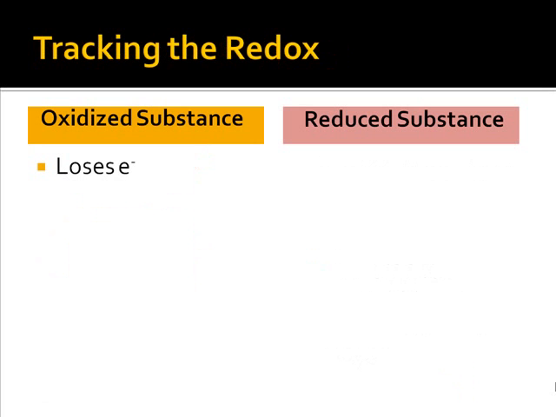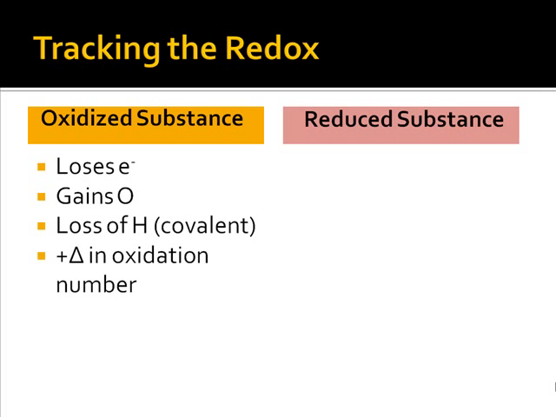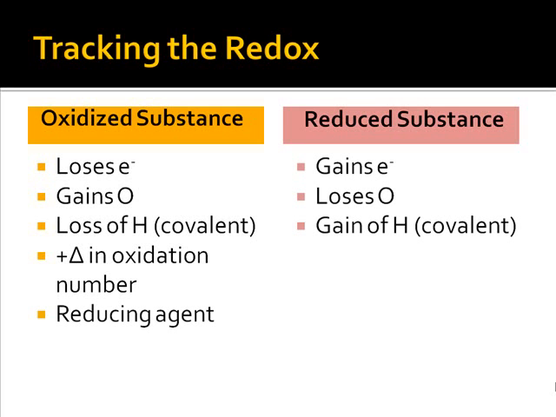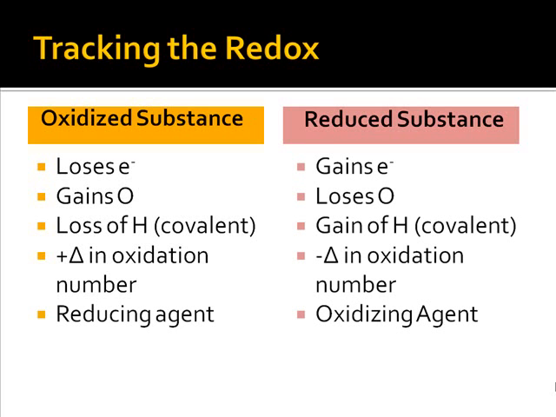Losing electrons, that's oxidation. Gaining of oxygen is oxidation. Loss of hydrogen in a covalent bond is oxidation. As we're going to see here, we'll have some rules that we'll use to assign oxidation numbers. You kind of saw a tidbit of that as I was showing the reduction in charge. We're going to expand that to allow us to see how substances are oxidized or reduced in a moment. This one's just called the reducing agent. The reduced substance gains electrons. It loses oxygen. It gains hydrogens in a covalent bond. It has a negative change in the oxidation number, and it is called the oxidizing agent.